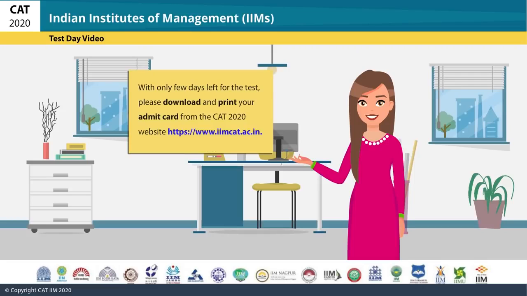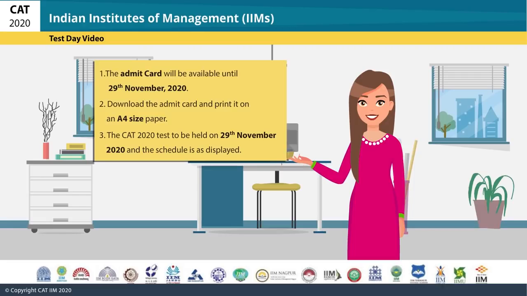With only a few days left for the test, please download and print your admit card from the CAT 2020 website, that is www.iimcat.ac.in. The admit card will be available until November 29, 2020. Download the admit card and print it on an A4 size paper. The CAT 2020 test is to be held on November 29, 2020, and the schedule is as displayed.